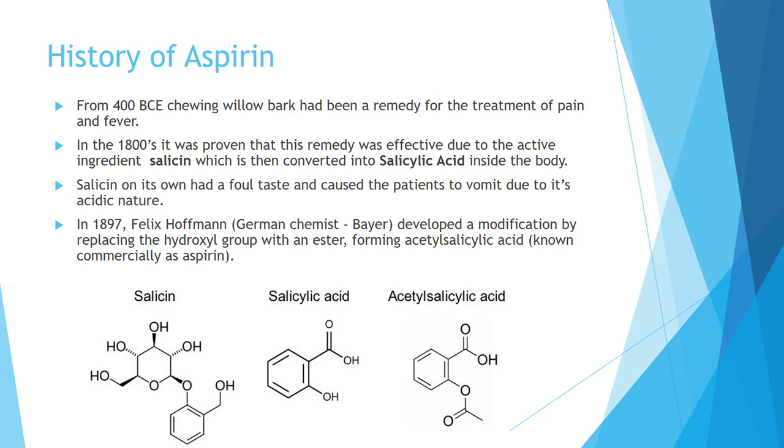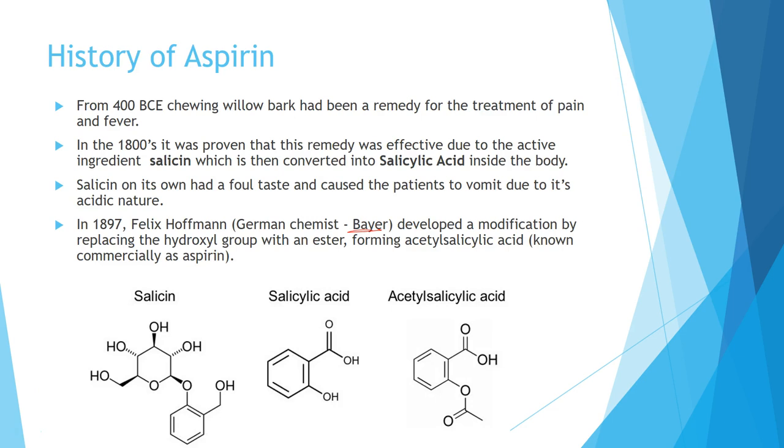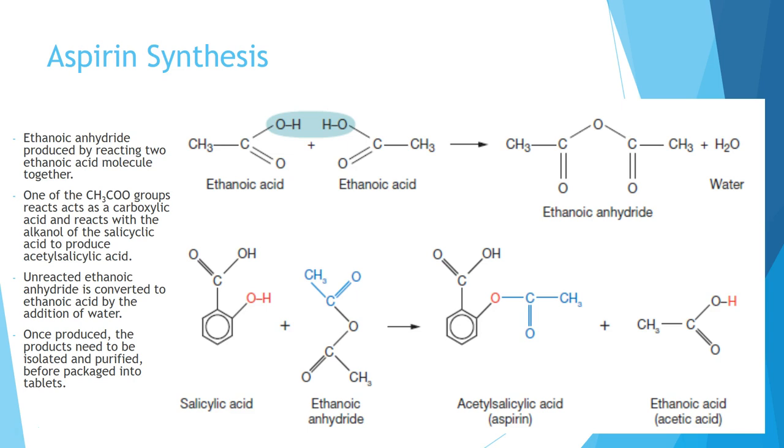It wasn't until 1897, so in the 19th century, that Felix Hoffmann, who was a German chemist working for Bayer, and you'll remember if you look at the aspirin here, it typically has been produced by Bayer for a long time, modified the hydroxyl group into an ester functionality, which forms the acetylsalicylic acid, which is what we know as commercial aspirin. So this side chain modification here, where we've esterified this group here, is what has taken it from salicylic acid to what we buy now and what is produced as aspirin.